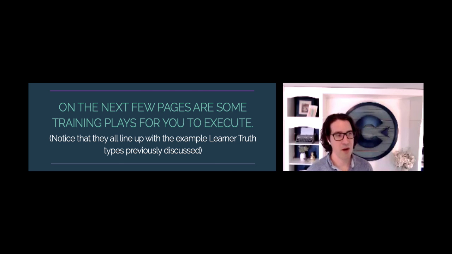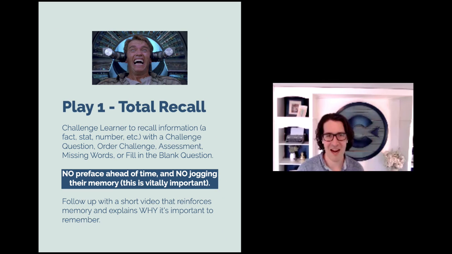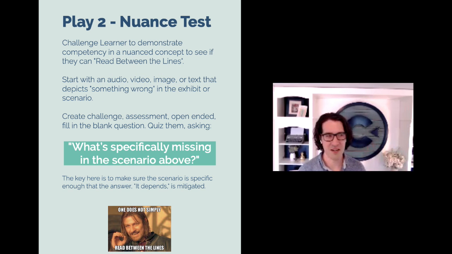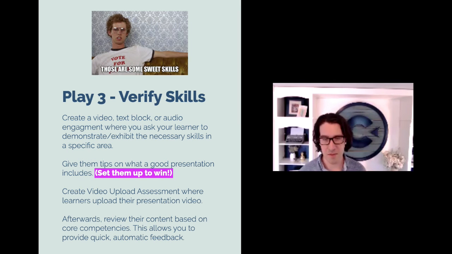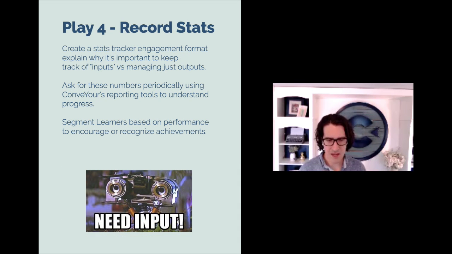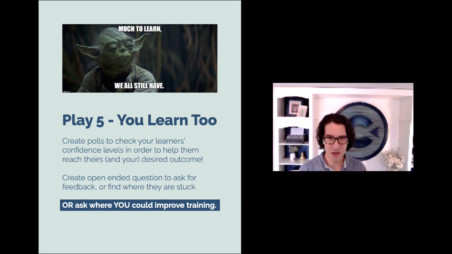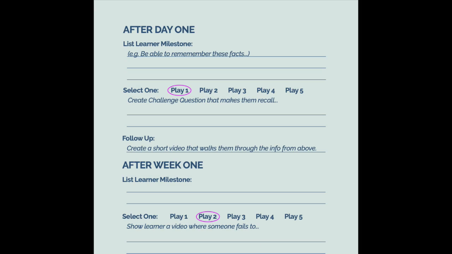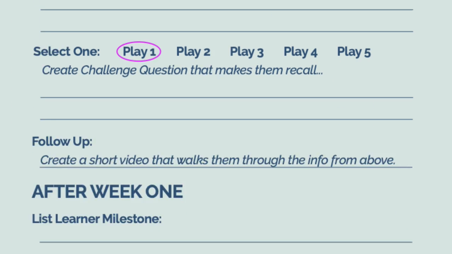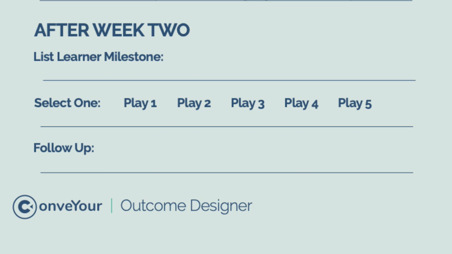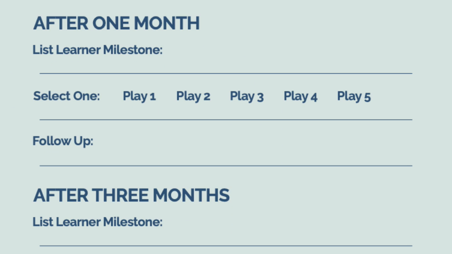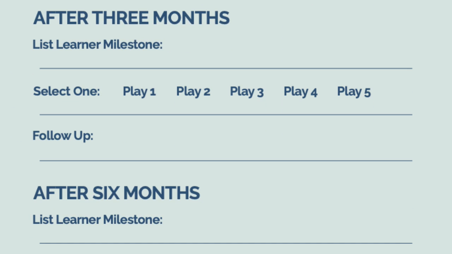So you'll go through and you'll use our total recall for fact recovery. You'll use the nuance test for understanding concepts. You'll use verify skills to drive skill development, and so on and so forth. And so we've given you a tool that helps you clarify the outcome, get everybody on the same page in terms of the impact that you want to have with your training, and then go through the steps of turning that into an execution plan with your training experience.